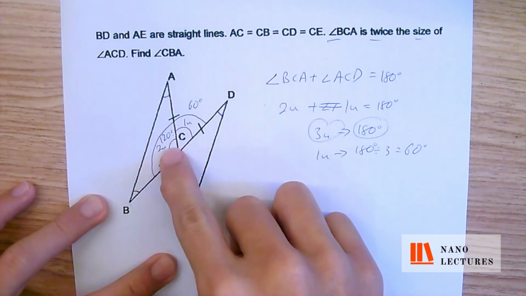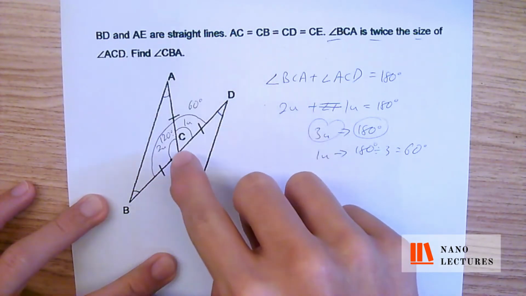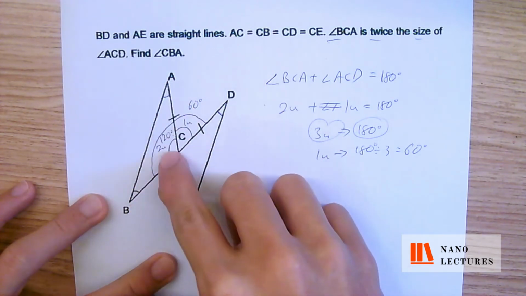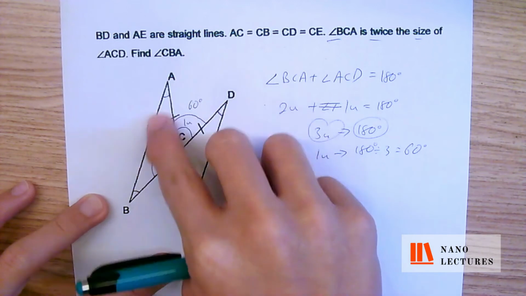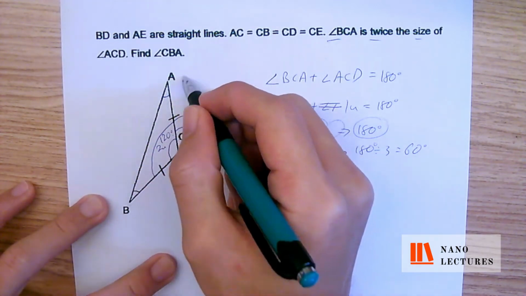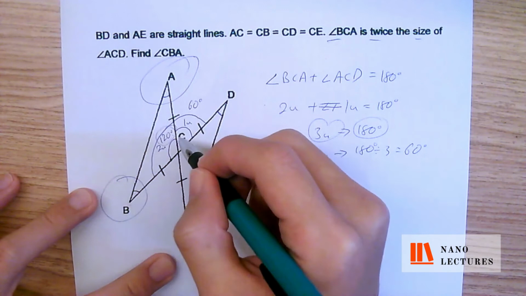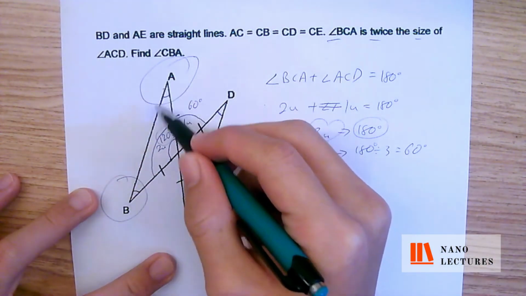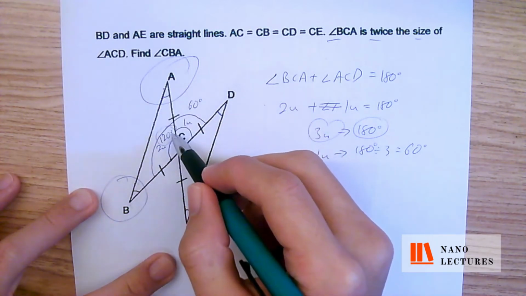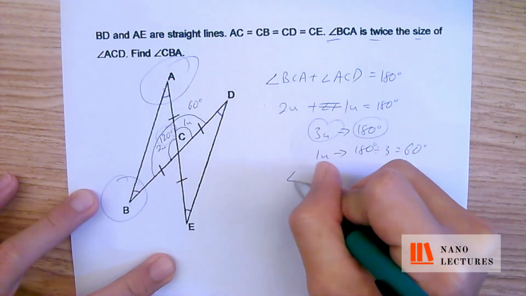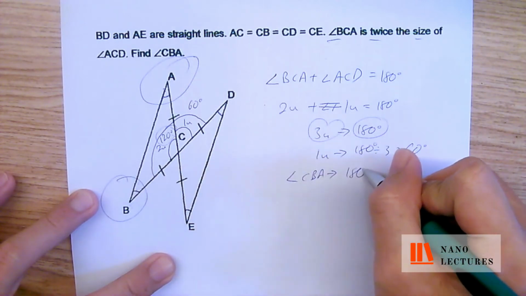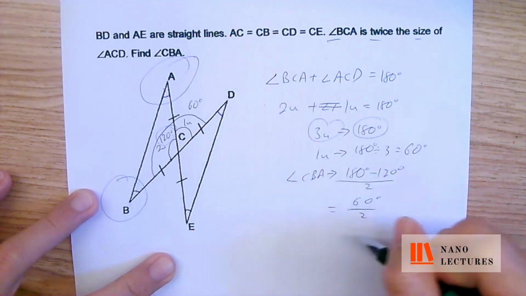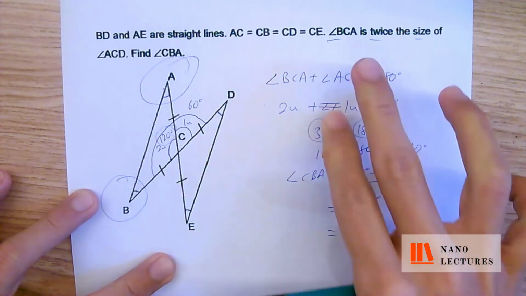Now that we have established this, they're asking us to look for CBA. So CBA will be over here. In order to find these 2 angles, you have to take 180 degrees minus this 120 degrees, because angles in a triangle add up to 180 degrees. Which means that this angle plus this 120 degrees will give me 180 degrees. And since these 2 angles are the same, I just have to take the total, which is 180, minus this, and then divide by 2. So angle CBA would be 180 minus 120 divided by 2, and that will give us 60 divided by 2, giving us 30 degrees. This is actually how you do it.